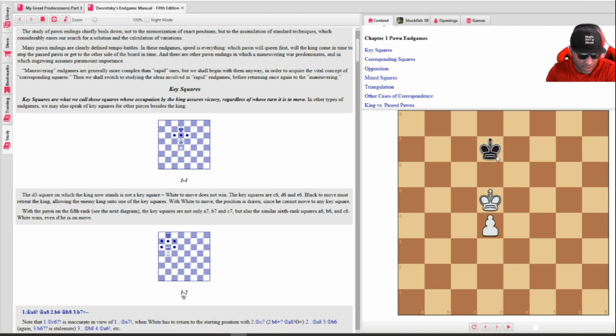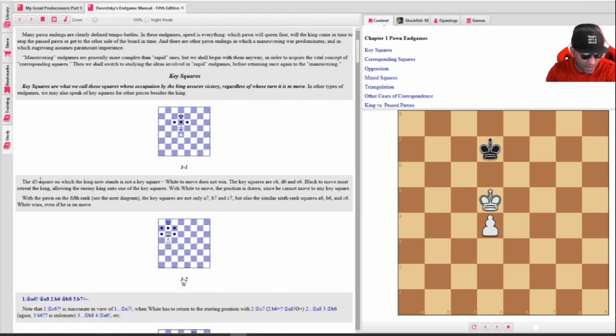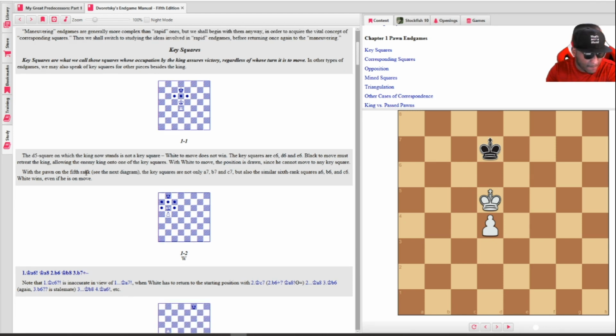Black can't move, so we can't make it black to move here. The d5 square, on which the king now is, is not a key square, so white's move does not win. The key squares are c6, d6, e6. Black to move must retreat the king, allowing the enemy king onto one of those squares that we just talked about. With white to move, the position is drawn, since he cannot move to any key square.